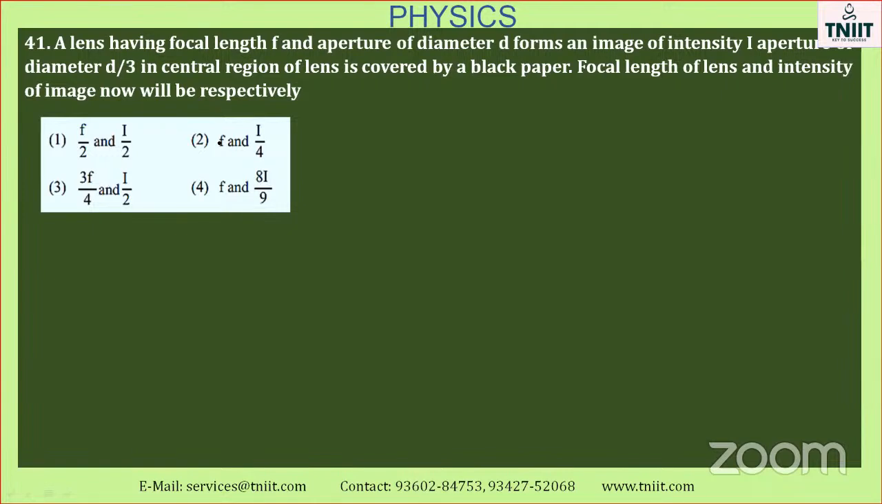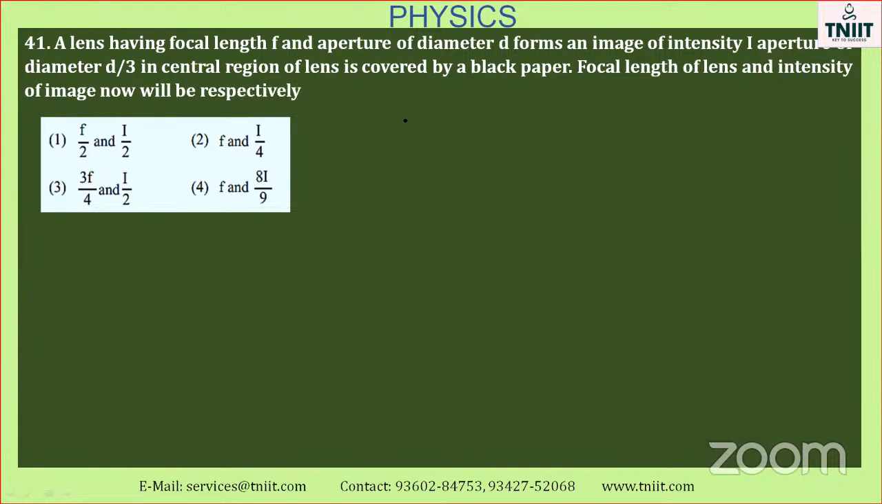A lens having focal length f and an aperture of diameter d forms an image of intensity I. Here the central region of the lens, of diameter d by 3, is covered by a black paper. The focal length of the lens and the intensity of image now will be respectively.